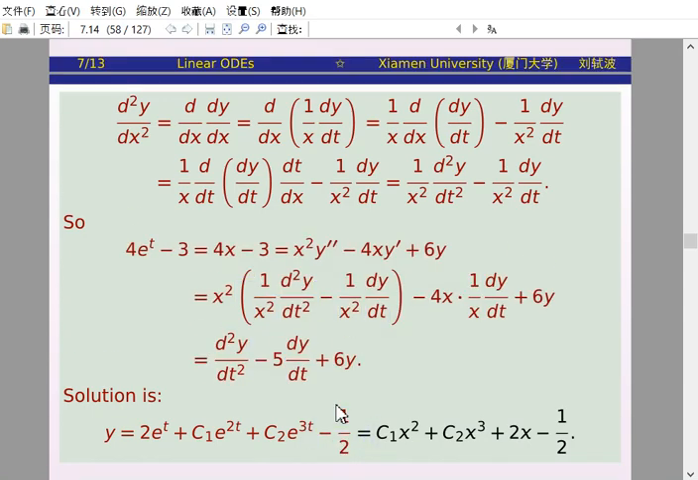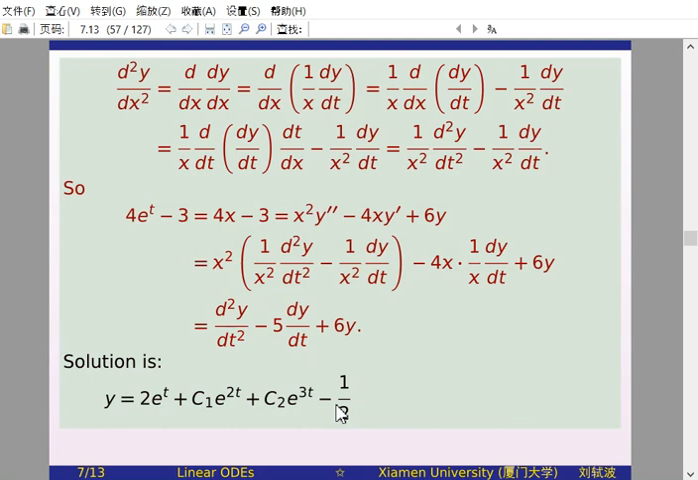Then the result is this. Then you replace the variable t by our original variable x, and you will obtain the final result. This is a method to get the general solution for a non-homogeneous equation.